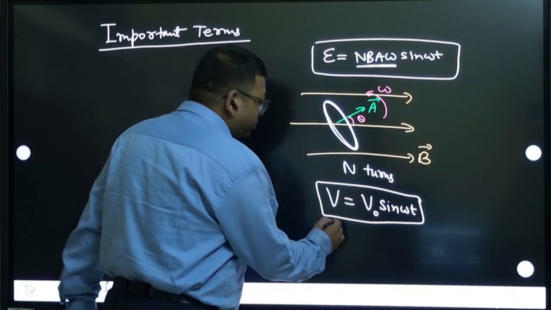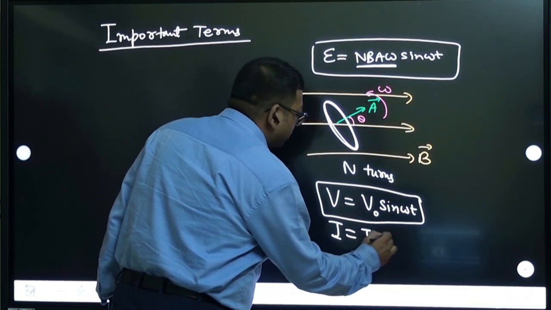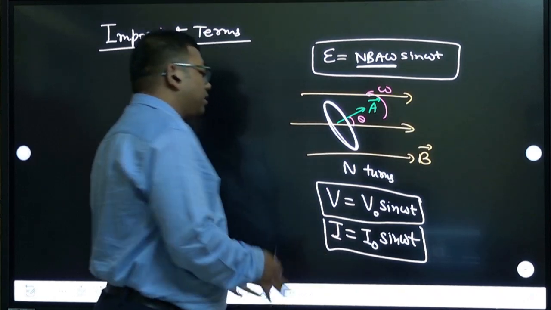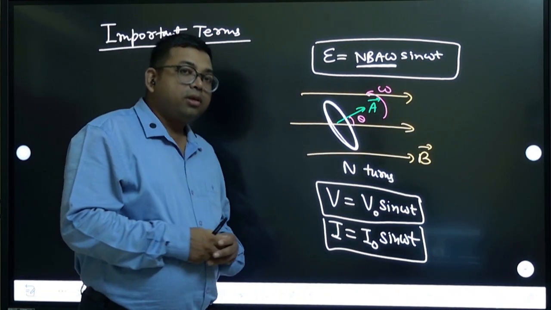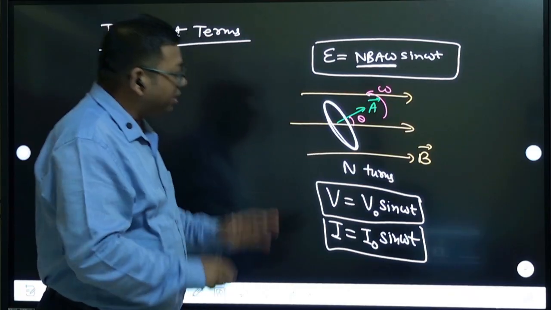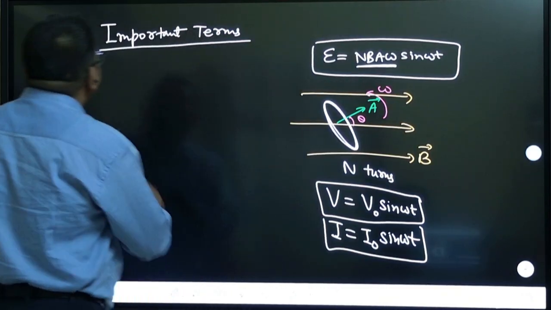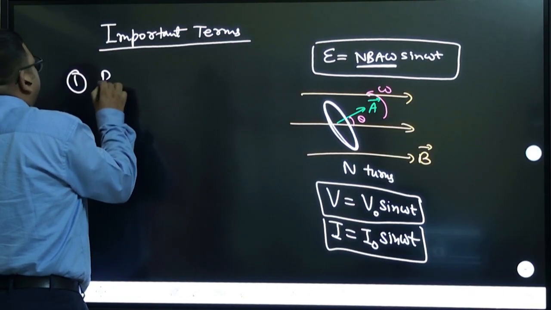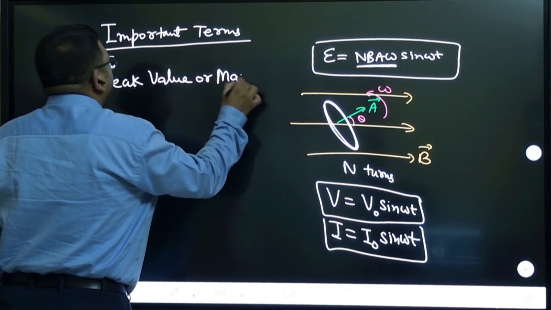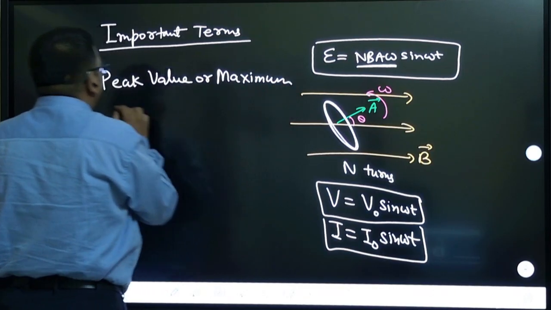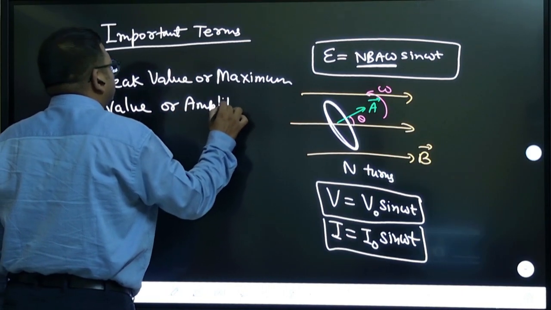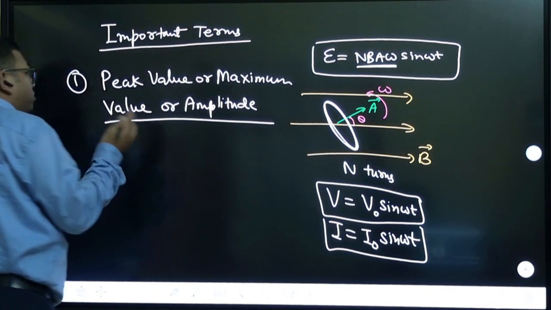It can be current also, like I equal to I naught sine omega t, right? It can be magnetic flux, electric flux, anything like that. So sinusoidal function is there, but it may not be sinusoidal. It can be anything. In general, it can be any kind of function. Now here the first term we have to note is the peak value, or maximum value, or amplitude.